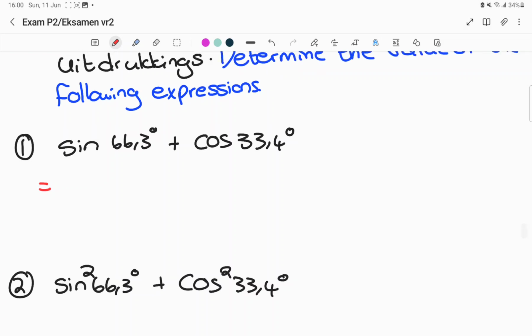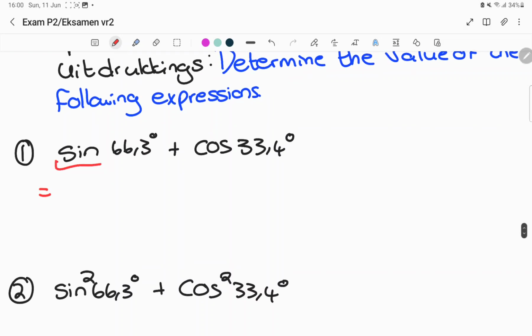So you're going to take your calculator, you're going to put in sine, right? Then it's going to automatically give you a bracket. Then you're going to put in 66,3 into your bracket, close your bracket, and then you just say equal. Alright, so that will give you 0.91566, etc.